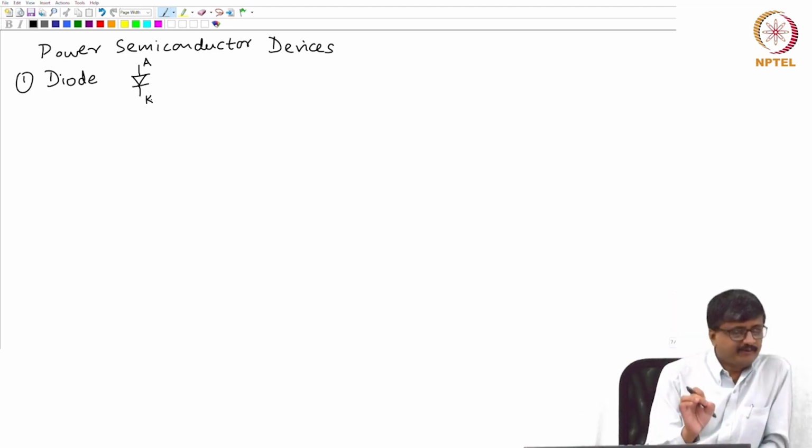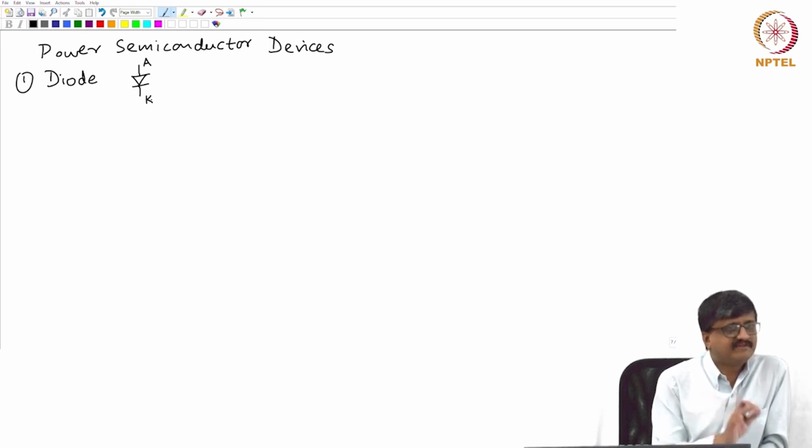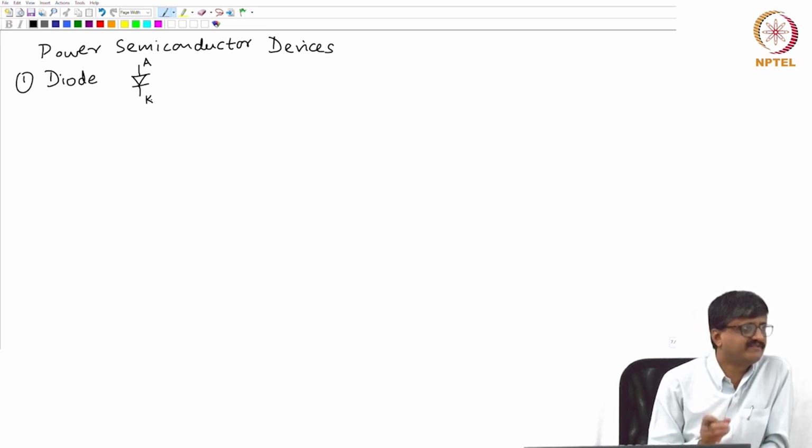Okay. There are only two terminals, A and K. Both of these are power terminals, and there is no way to control the state of the device. There are two states, on state and off state. If I want to go from one state to the other, it only depends on the power circuit in which it is connected. Depending on whether it is forward biased or reverse biased, it either conducts or does not conduct. So we say that a diode is an uncontrolled device.